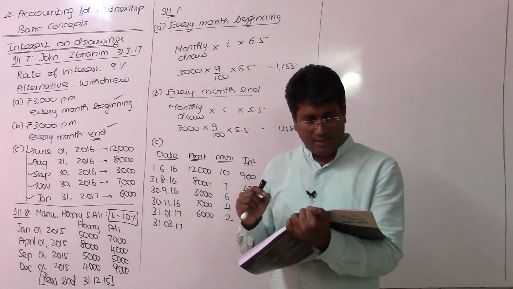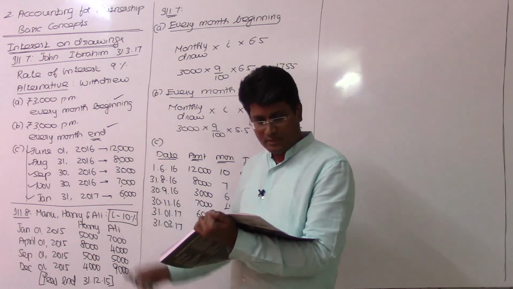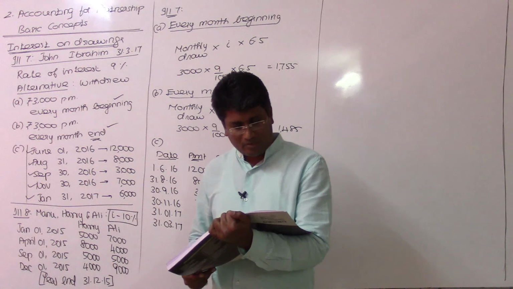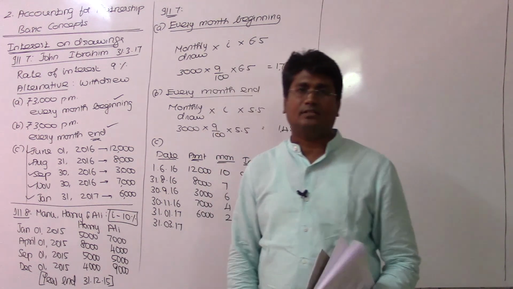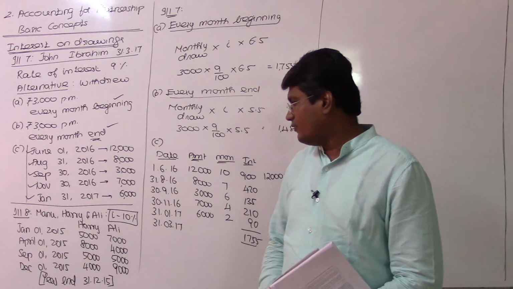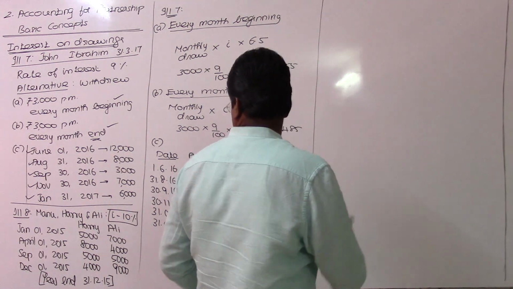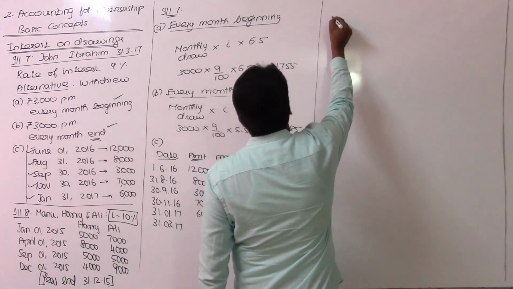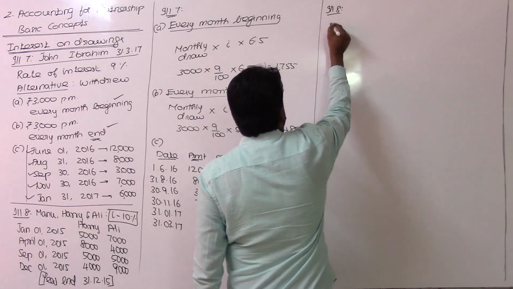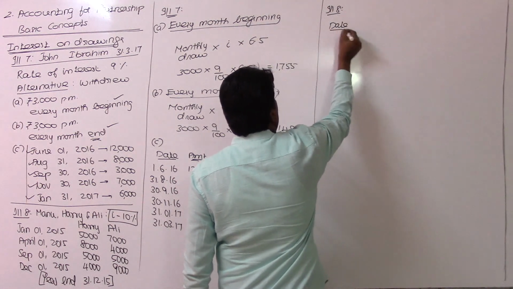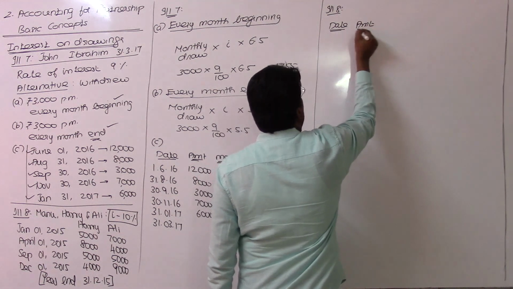Calculate interest on drawings if the rate of interest to be charged is 10%. In this case, the rate of interest is 10%, and the books are closed on December 31st every year. So the book closure date is 31st December 2015. So I may now first calculate for Harry. Okay, for Harry. Illustration number 8, date and amount of drawings and months eligible.